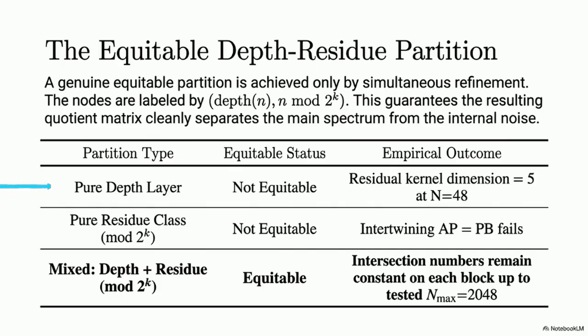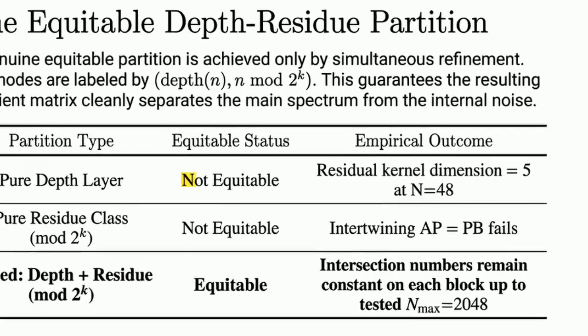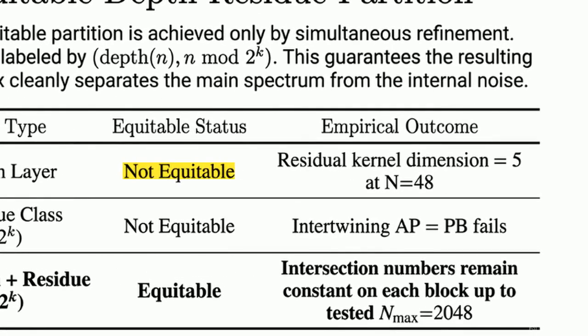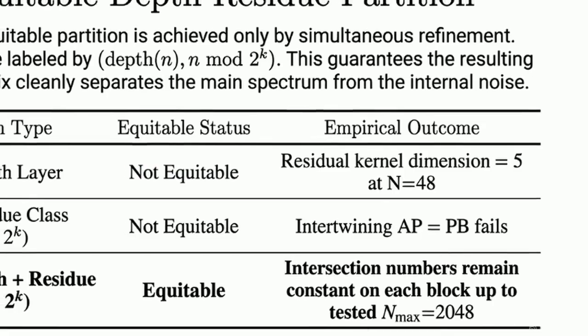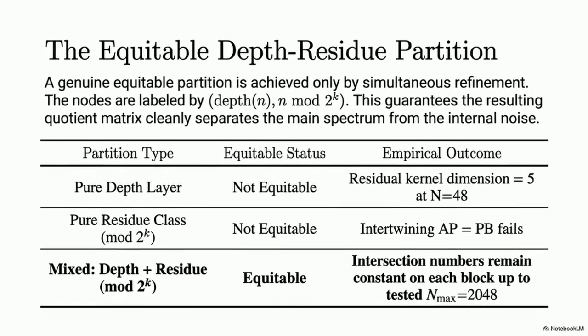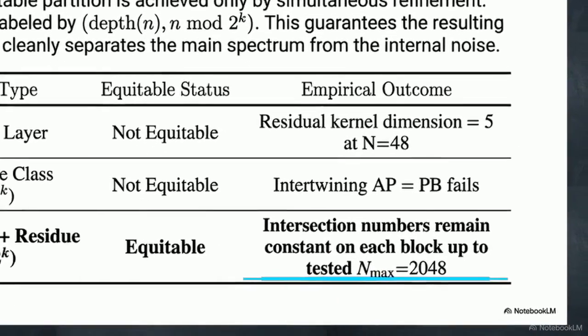Grouping the numbers purely by their depth in the graph, as shown in the top row, causes the process to fail. Many deep nodes have no lateral connections, which forces block D to become singular. When D is singular, the Schur complement formula breaks. To guarantee a cleanly separated, equitable quotient matrix, look at the bottom row. We partition the nodes by both their depth and their residue modulo 2 to the k. This simultaneous refinement keeps the intersection numbers constant and keeps the matrix invertible.